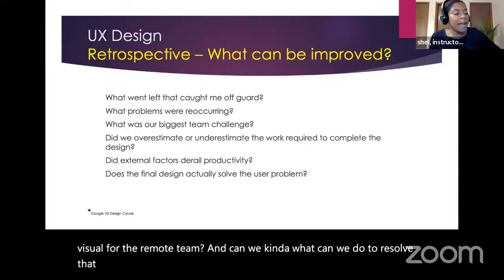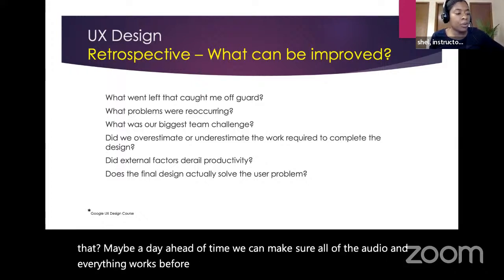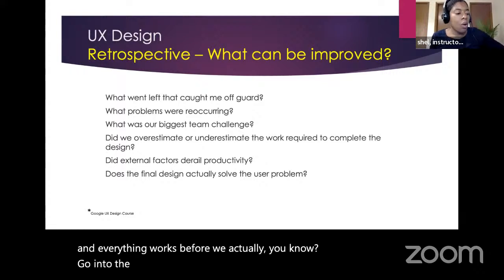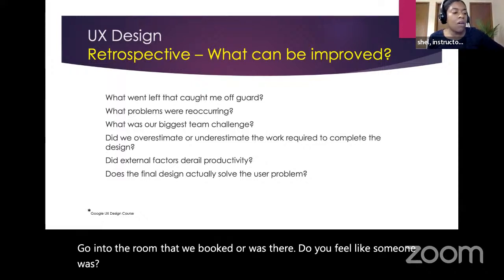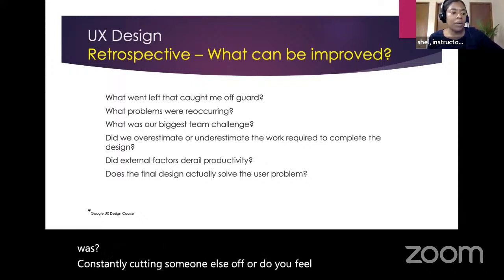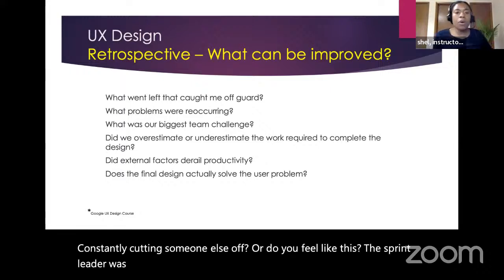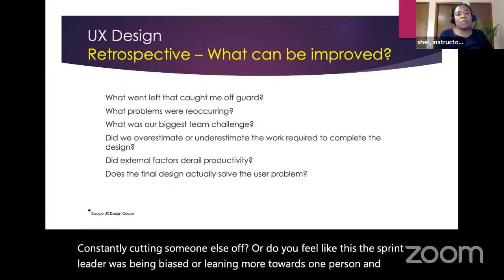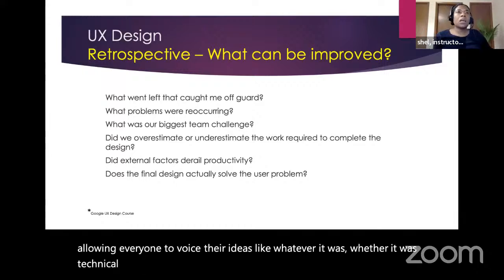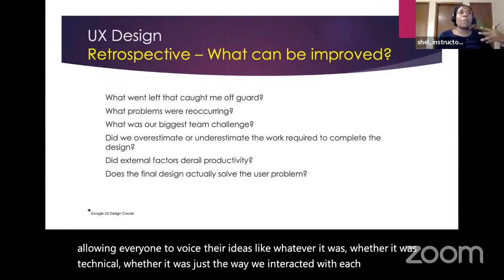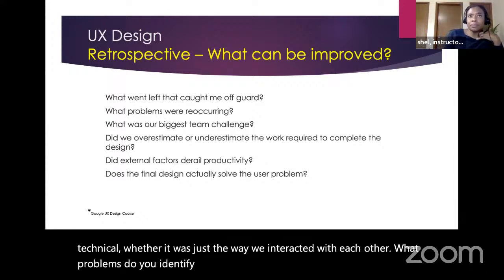Maybe a day ahead of time, we can make sure all of the audio and everything works before we go into the room that we booked. Or do you feel like someone was constantly cutting someone else off, or that the sprint leader was being biased or leaning more towards one person and not allowing everyone to voice their ideas, whether it was technical or just the way we interacted with each other? What problems do you identify that were reoccurring?